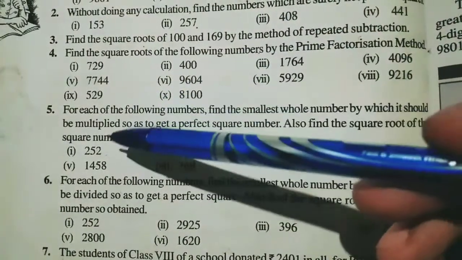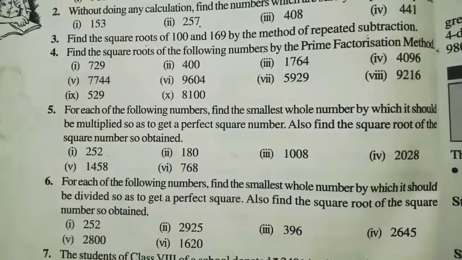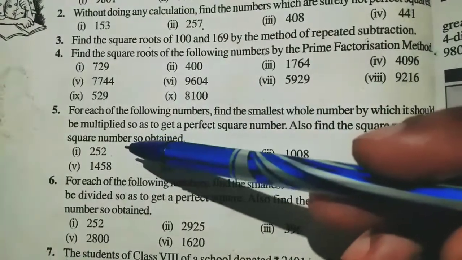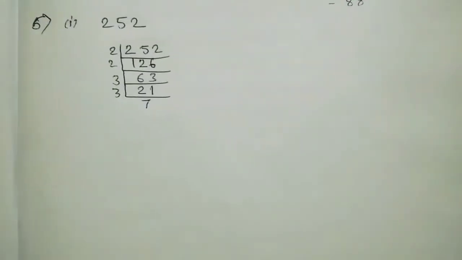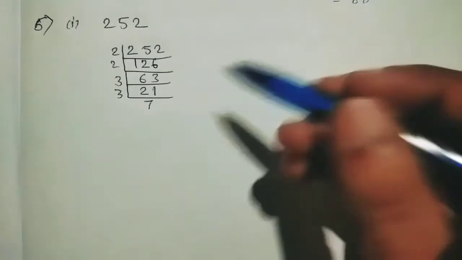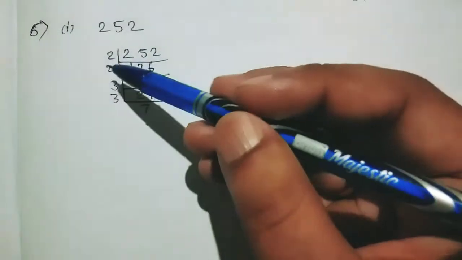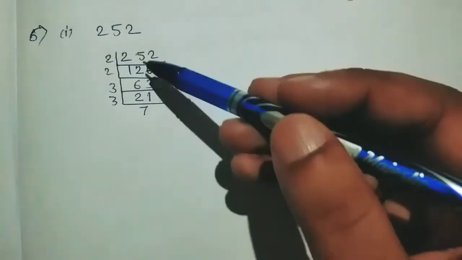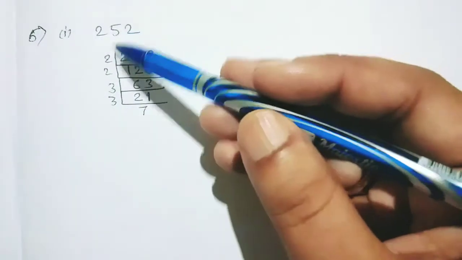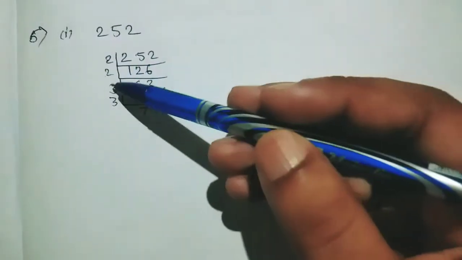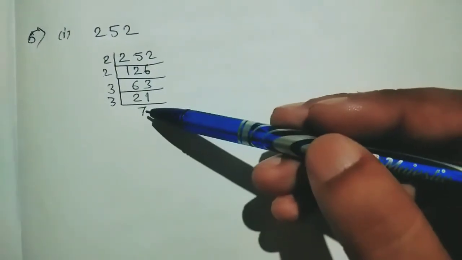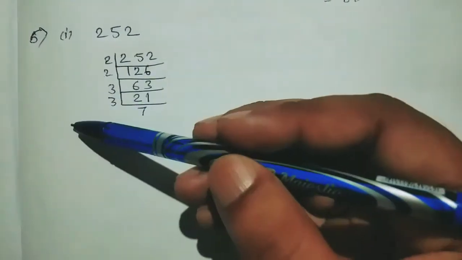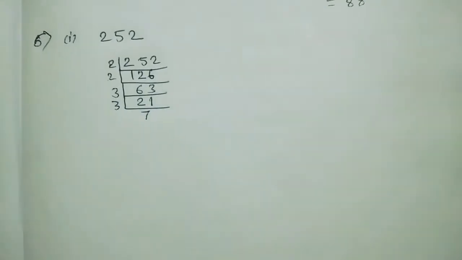So how can you find it? First of all, you have to take out the prime factorization of this number. First of all, let's do it. Students, now here you can see when I factorize the number 252, these numbers are coming. Now here you can see 7 is left here. That means it is not a perfect square. It is not having a pair. This 2 and 2 is having a pair, 3 and 3 is having a pair, but 7 is not having a pair. Okay, now we'll write the prime factors in the product form.